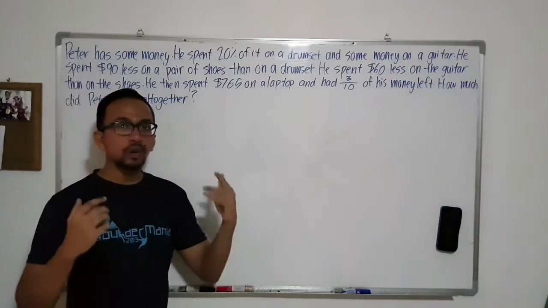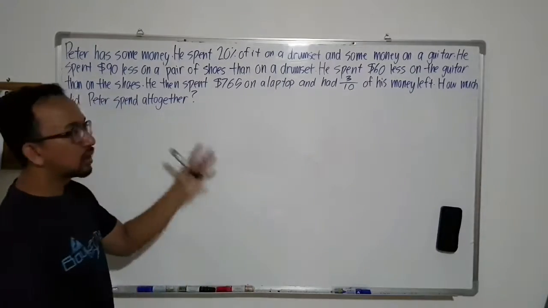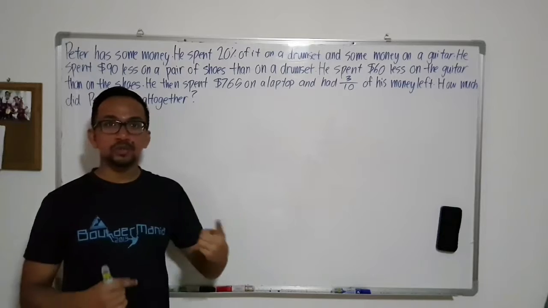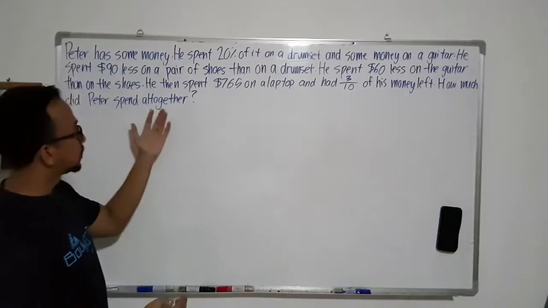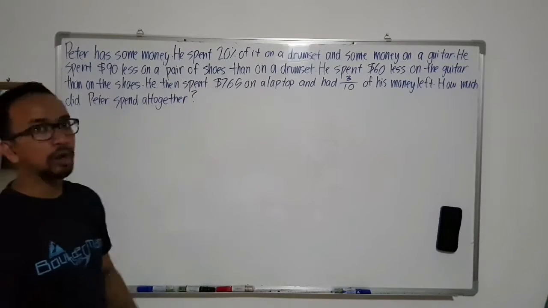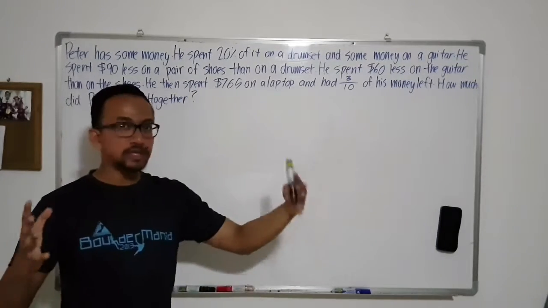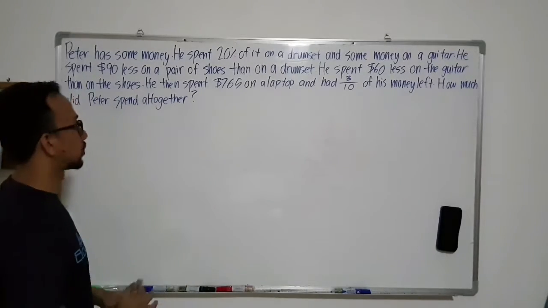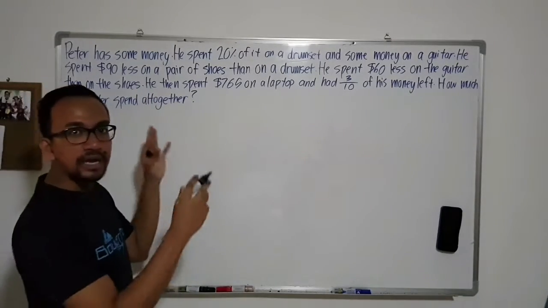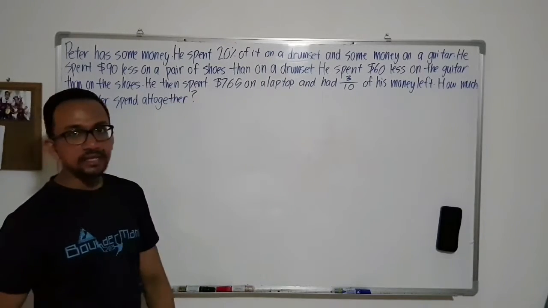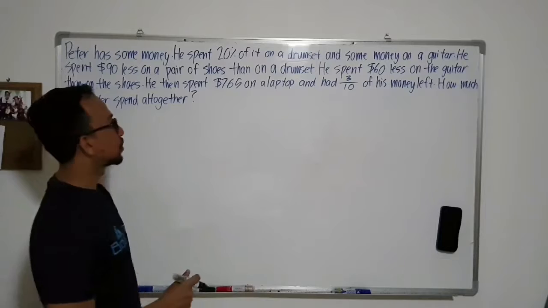So this story, what does it tell you? It tells you that you only have one guy in this problem sum, which is Peter. And Peter spent on a lot of items. He spent on things like drum set, guitar, shoes, and also a laptop. Alright, so he spent a lot of things, right? And then he had some money left. Okay, so that is the whole gist of the story. So now let's take a look at it again. This time, write out your clues sentence by sentence.